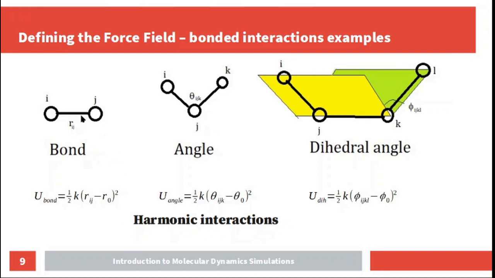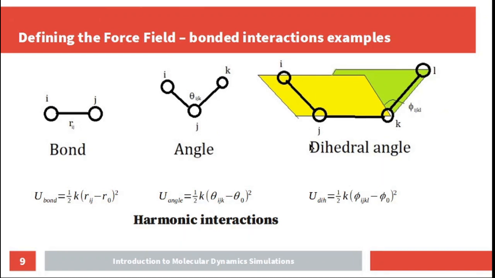For example, the interaction due to this bond energy can be written as half k (Rij minus R0) squared, where R0 is the equilibrium value, or you can say the mean value, of this bond length, whereas Rij is the instantaneous value of this bond length, and k is some force constant. Another type of bonded interaction can be that due to angle. So this angle can vary. For example, keeping this atom and this atom stationary, this atom can move up and down, and if it does, the angle would change. Similar to bond interactions, the angle interactions can be expressed as harmonic interactions like this, where theta 0 is the equilibrium value of this angle.